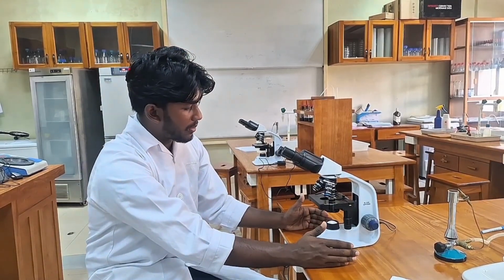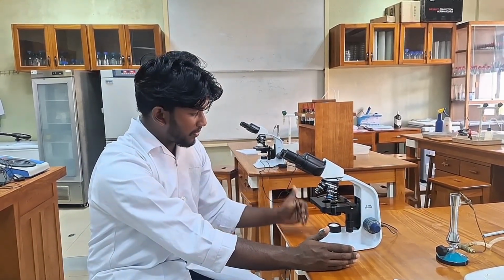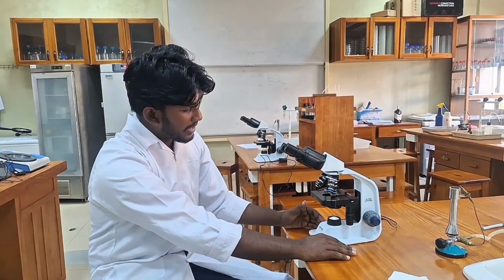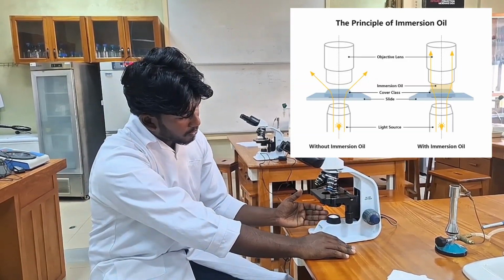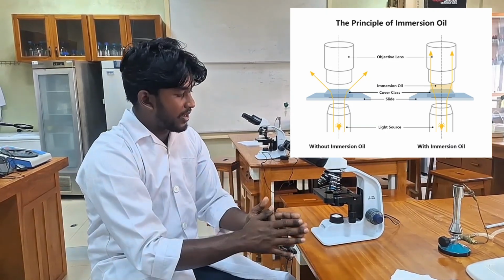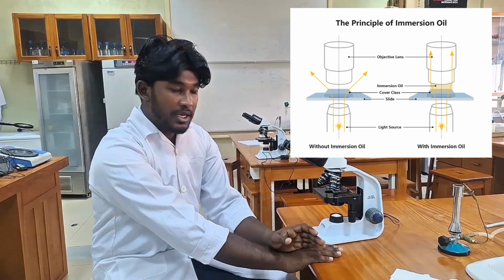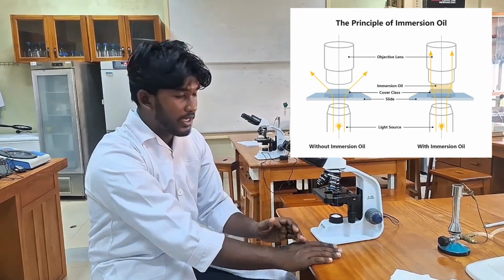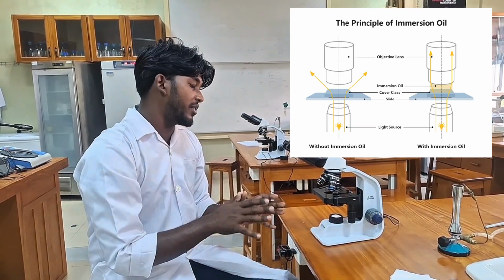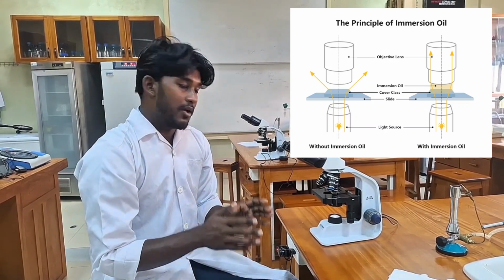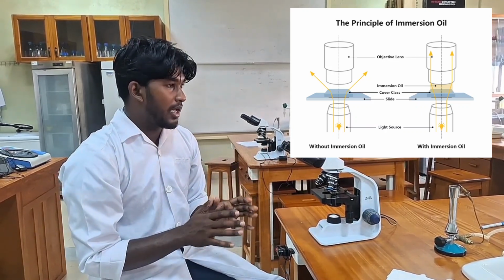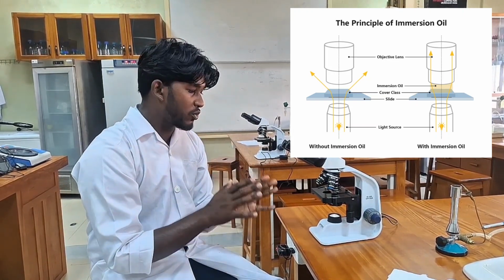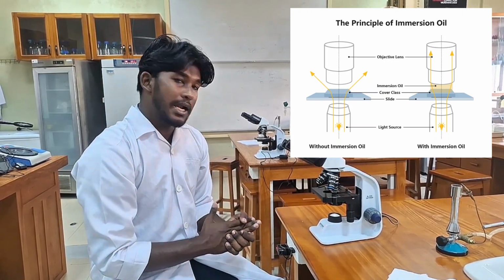But when we are using the oil immersion lens, we have to use something special called immersion oil. The reason is that light coming through the lens tends to bend when it is traveling through the air. When it bends, the image is not very clear, or we say the resolving power is low. When we use immersion oil, we can reduce the light bending that happens through the air. That's why we use immersion oil.